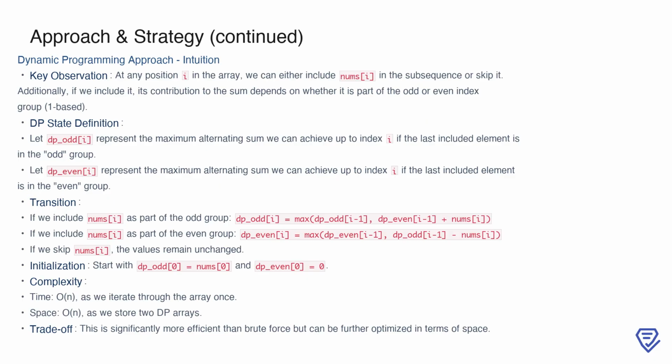dp_odd tracks the maximum alternating sum up to a given index when the last included element belongs to the odd group, while dp_even does the same for the even group. With this framework, we can derive the transition equations.